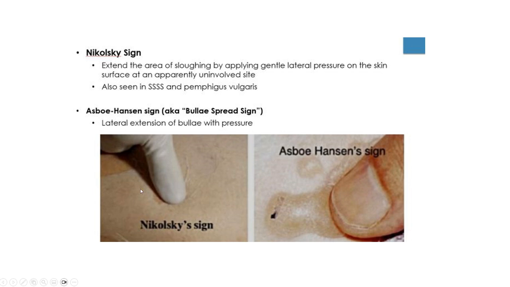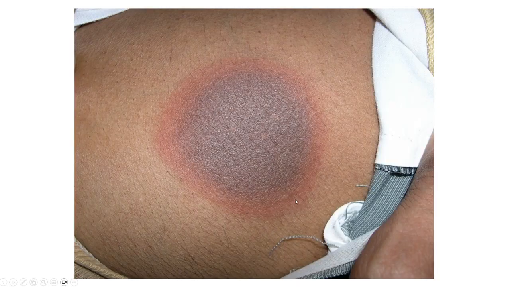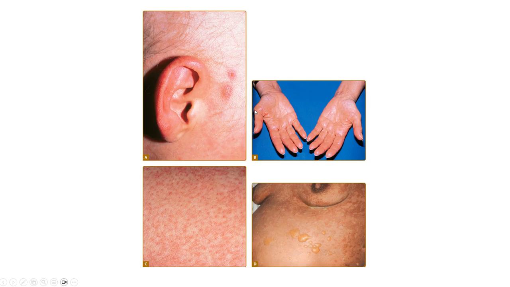This is random, apparently, this is mentioned, but if you have someone with a vesiculobullous disorder, there are different signs to investigate what's going on. The Nikolsky sign is when you rub laterally on the epidermis and you get shearing of the epidermis from the dermis. You can see it in Stevens-Johnson syndrome. Asboe-Hansen sign is when you push on a blister and it spreads laterally. Here you have a well-demarcated violaceous patch with peripheral erythema, oval. This is fixed drug eruption. Nothing else can look like this.